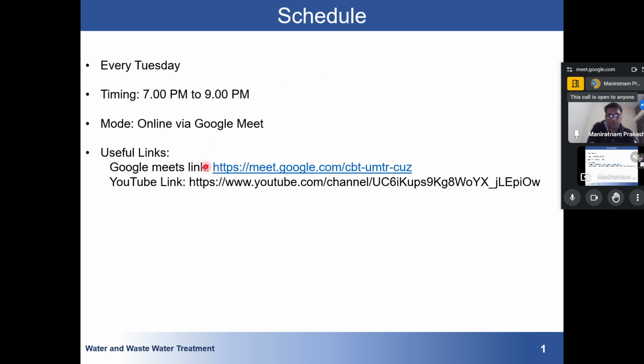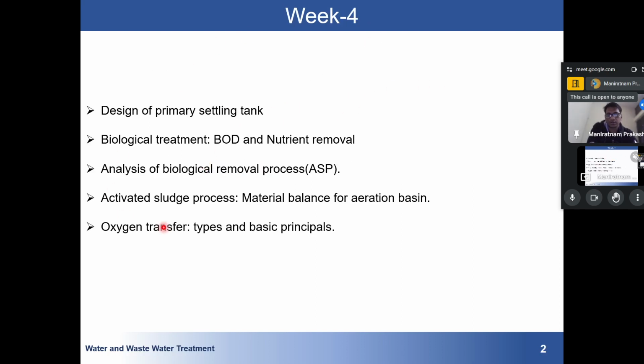So we are on the big four of the lecture, where these five topics were discussed, that is design of the primary settling tank, PST. This has been discussed in week 3 also. In week 3 the discussion was not so detailed, but in this week the design was discussed in a very detailed way. Biological treatment, that is BOD and nutrient removal, different ways to remove BOD from the system. And I hope from week 2 we have discussed what this BOD is and what the nutrient level is in the wastewater.